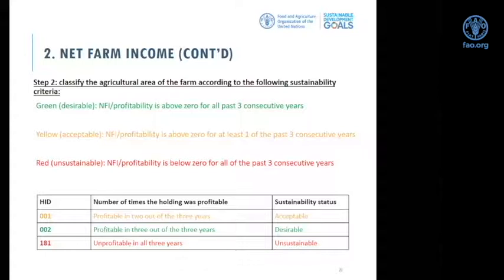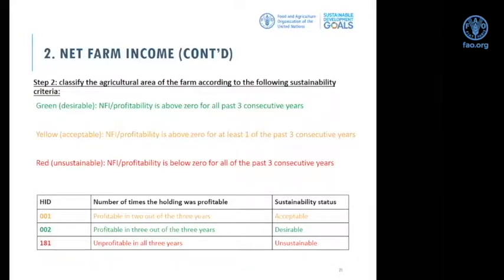So again, based on the example of Bangladesh, this is a table based on actual data that we collected from 420 household and non-household agriculture farms in Bangladesh in 2019. The first agriculture holding was profitable for 2 out of 3 years. Hence, we classify it as yellow. The second agriculture holding was profitable for 3 out of 3 years. Hence, it is classified as desirable or green. And holding number 181 was unprofitable in all 3 years, and hence is unsustainable based on the net farm income sub-indicator.